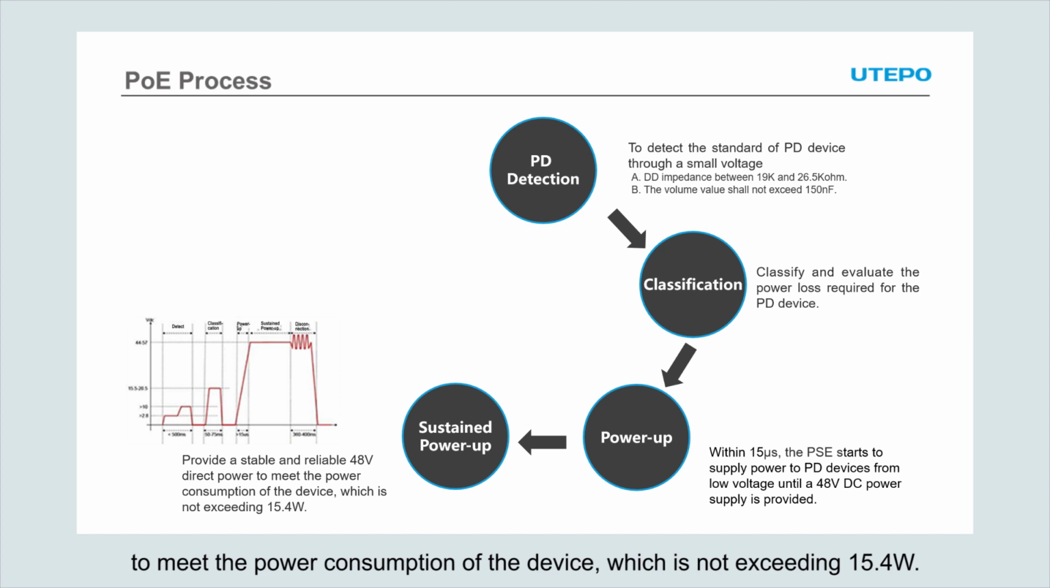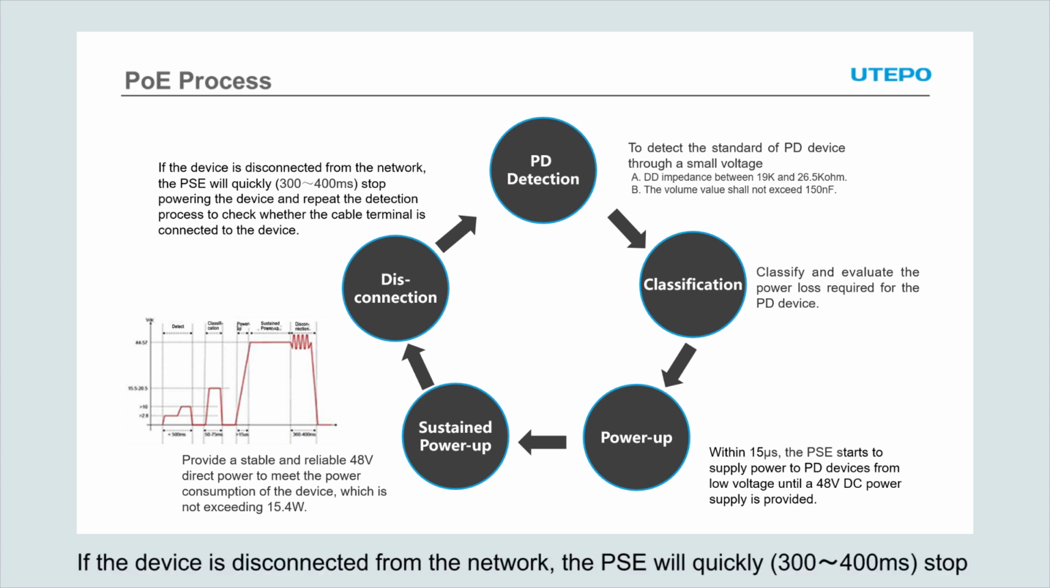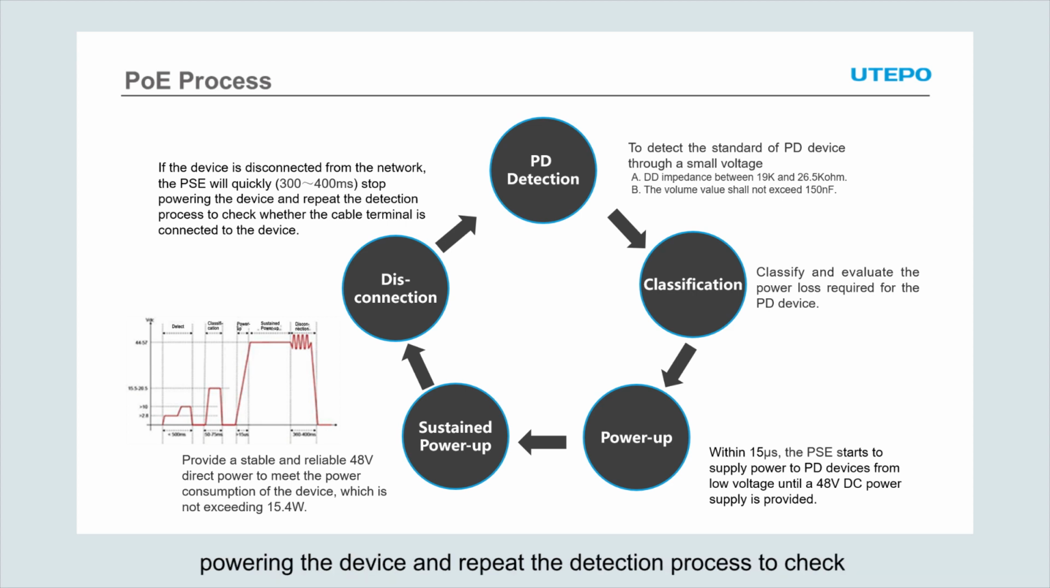to meet the power consumption of the device, which is not exceeding 15.4 watts. The last step is disconnection. If the device is disconnected from the network, the PSE will quickly stop powering the device and repeat the detection process to check whether the cable terminal is connected to the device.